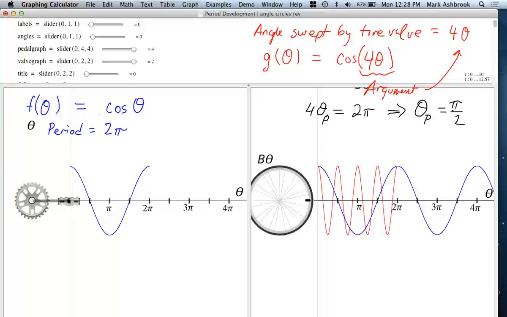So in one period of F, our pedal function, we get 4 cycles of the G function. So multiplying by 4, does it make the period longer or shorter? Shorter. And hopefully this illustration is helping you see why. Okay? Multiply that angle by 4. It makes that angle sweep out that many times faster, so it's going to complete a cycle quicker. Right? Yeah, Angelica.